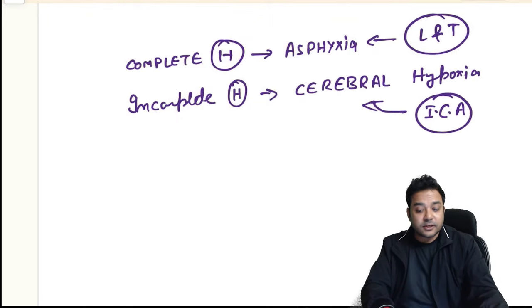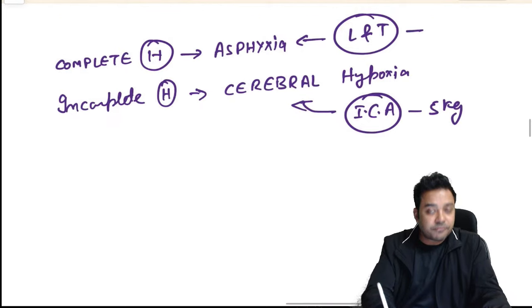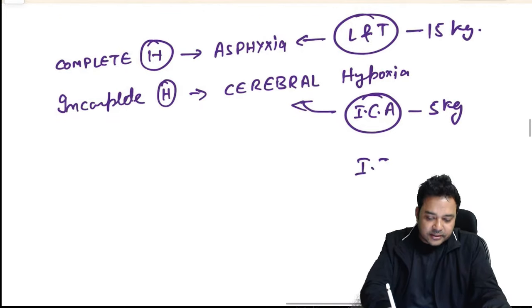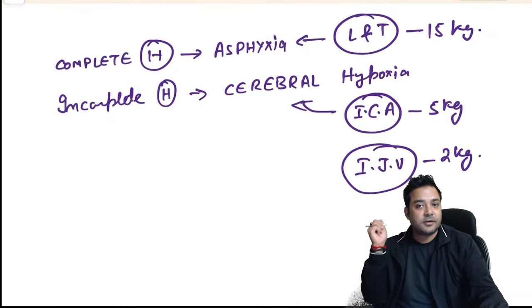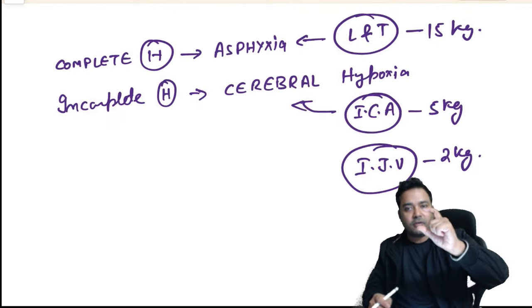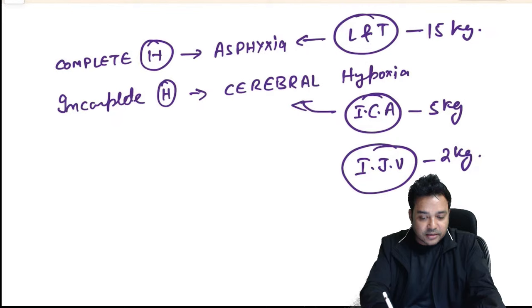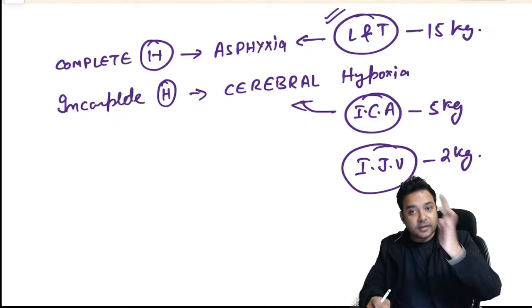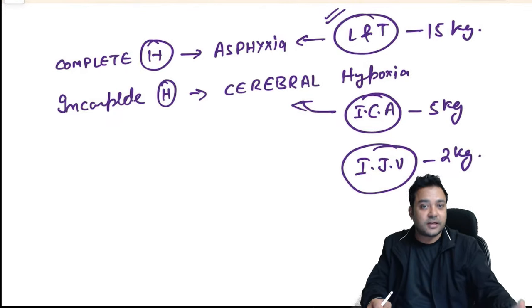How much pressure is needed to compress the carotids? About 5 kg. How much pressure for larynx and trachea? We know 15 kg. And the internal jugular vein needs the least pressure to get compressed, that is 2 kg. This data of the amount of pressure to compress these vascular structures and airways is in relation to hanging deaths only. Never apply this to strangulation deaths.